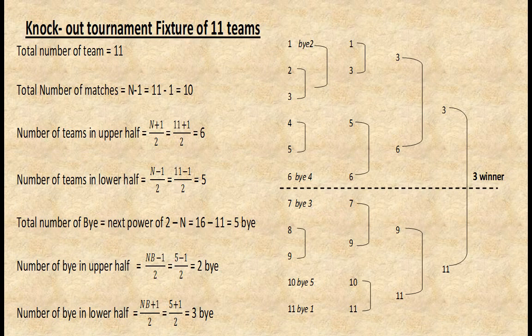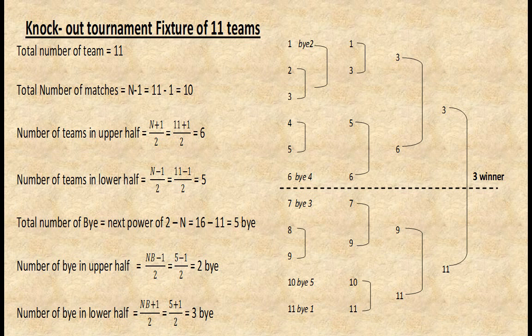First, we will calculate how many teams will be in upper half and lower half by putting the formulas. So, first, total number of teams, that is 11. Now, we will take out number of matches. N minus 1 is the formula. N denotes the number of teams. So, 11 teams are there. 11 minus 1, that is 10. 10 matches will be there.